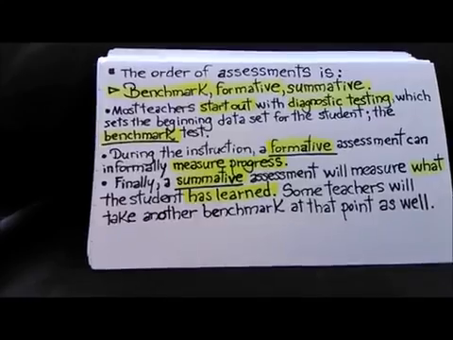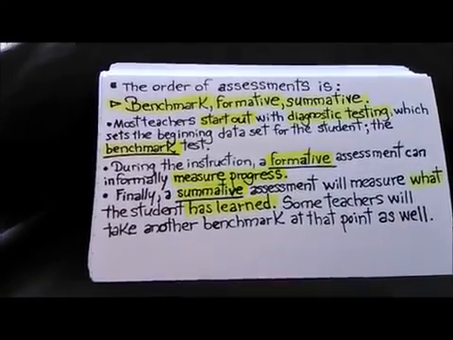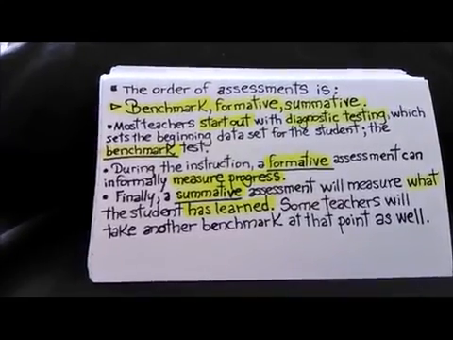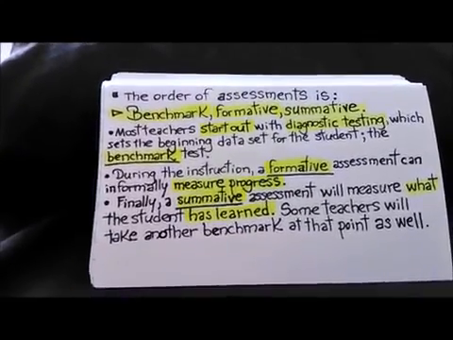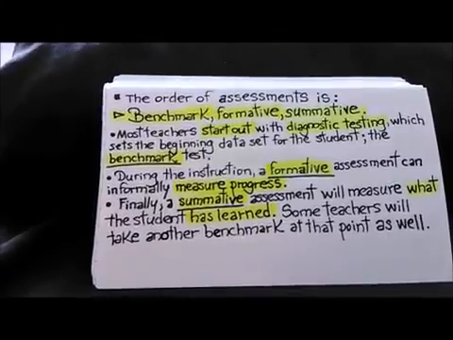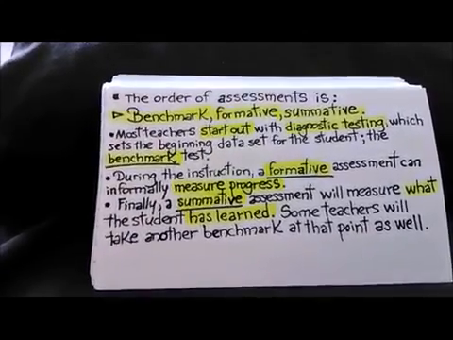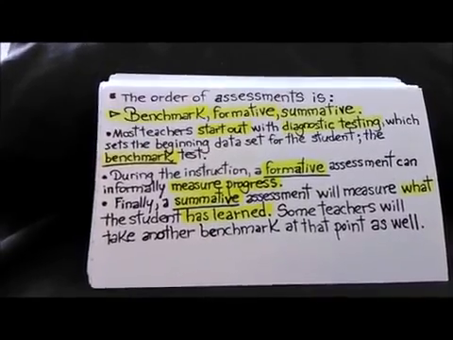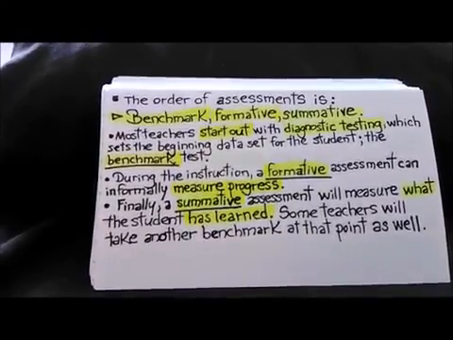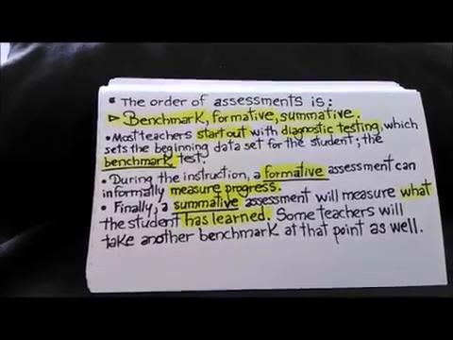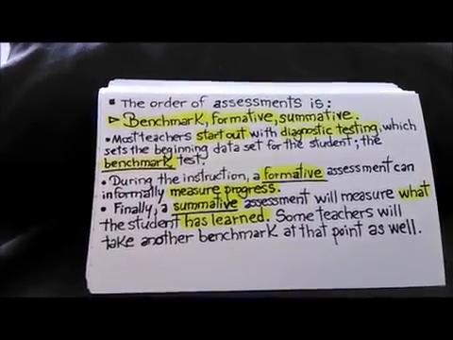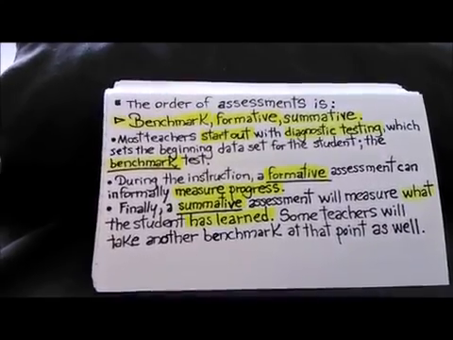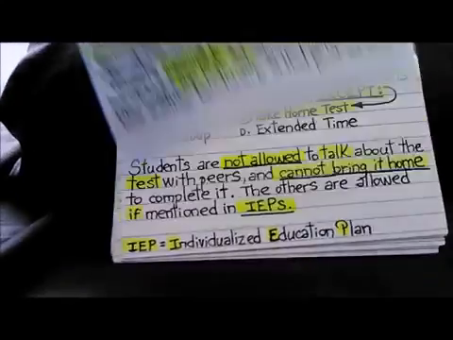The order of assessments is benchmark, formative, and then summative. Most teachers start out with diagnostic testing, which sets the beginning data set for the student, the benchmark test. During the instruction, a formative assessment can informally measure progress. Finally, a summative assessment will measure what the student has learned. Some teachers will take another benchmark at that point as well.